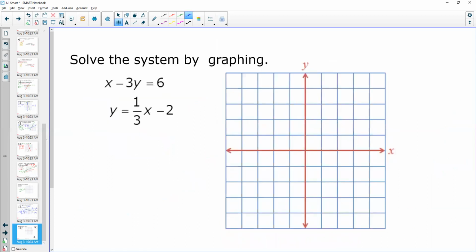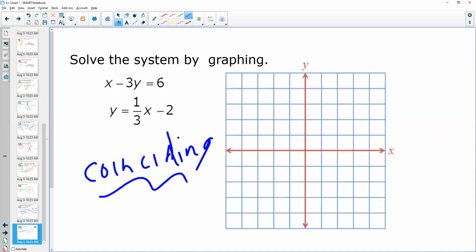All right, and this last one, this is going to work out the same way. These guys are also going to be coinciding. See if you can figure out how that works, okay? If you can't, come into the discussion. Let's talk about it.